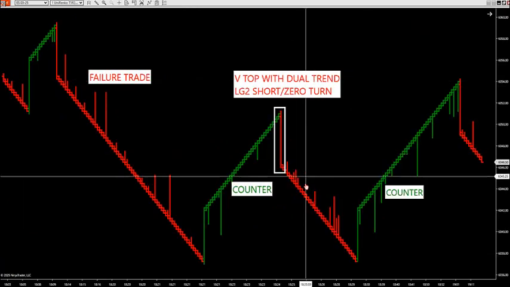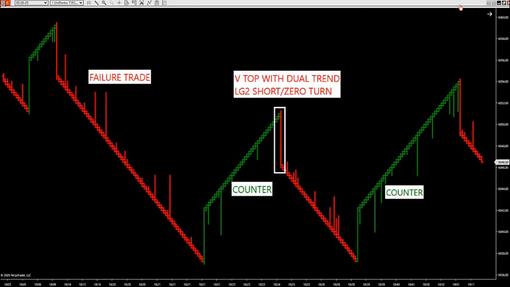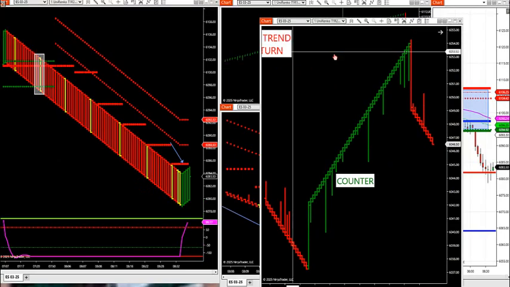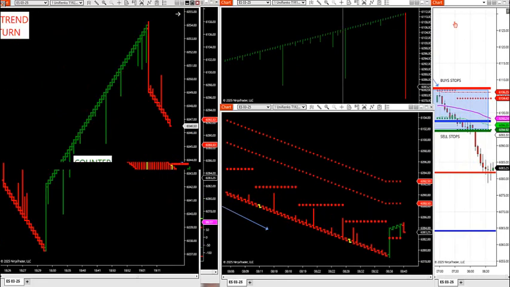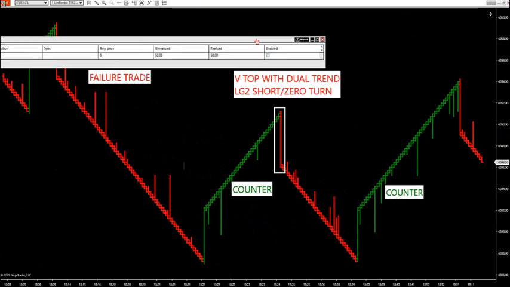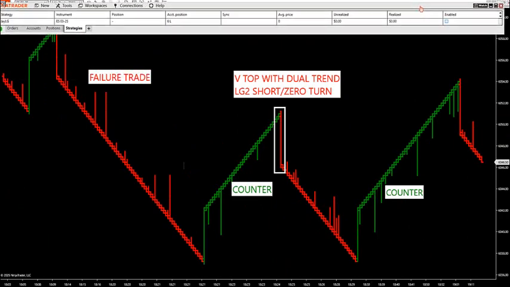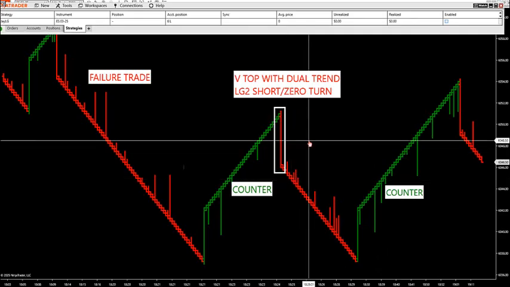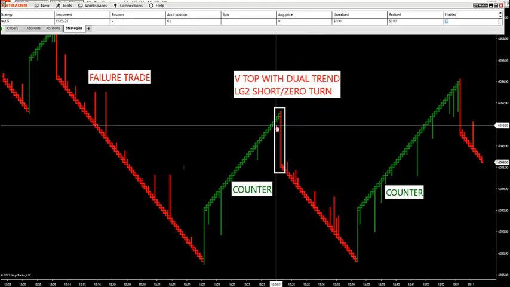What do I mean by that? Let's take a look at yesterday. If I toggle it on, get this all the way. So yesterday, LG2 is going to take all counters if you have the trend filter off, without the MAs on it. It's going to take all counters and all with-trend trades.